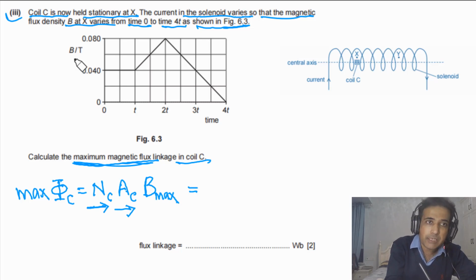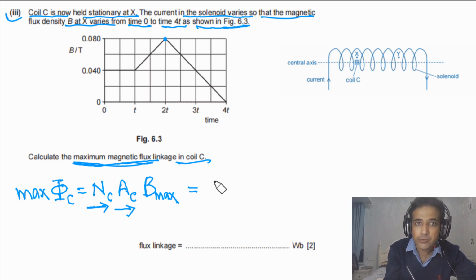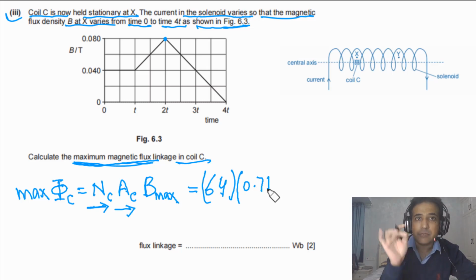So when B is maximum, if you look at this given graph, here B is maximum. So this is the maximum value of B. Now simply we need to plug in values. So we have N, the number of turns of coil C, 64. Cross-sectional area was given to us, that was 0.71 centimeter square.